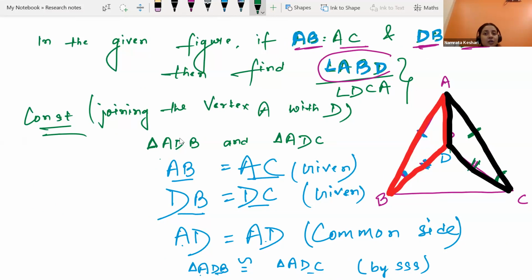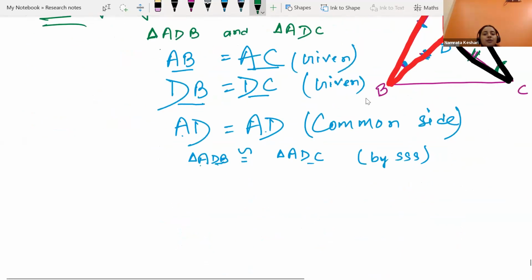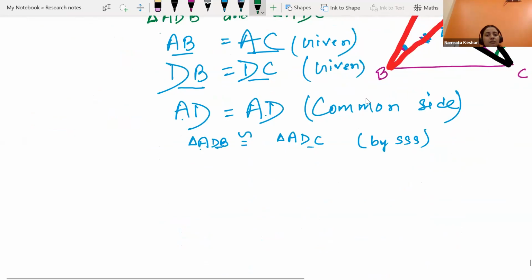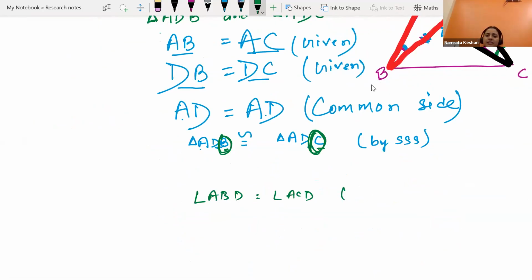Everyone must get it. Okay, now angle ABD by angle DCA, the ratio we have to find. Can we say that angle B over here and angle C over there, these two are same by CPCT? Yes or no? Can we say that angle ABD is equal to angle ACD by CPCT? So what about the ratio?